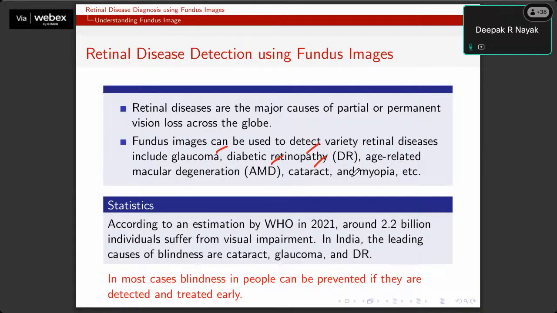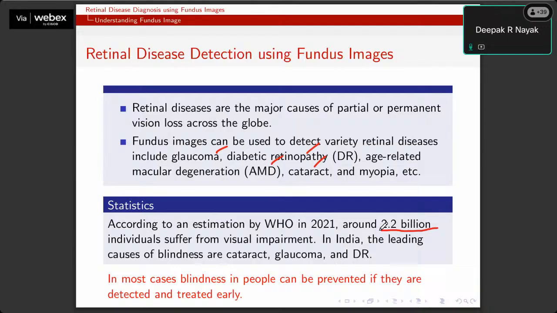So the statistics say that according to an estimation by the World Health Organization in 2021, around 2.2 billion individuals suffer from visual impairment. And in India, the leading causes of blindness are cataract, you might have heard about, right? Glaucoma and diabetic retinopathy. The most important thing, right? This number is really high, right?